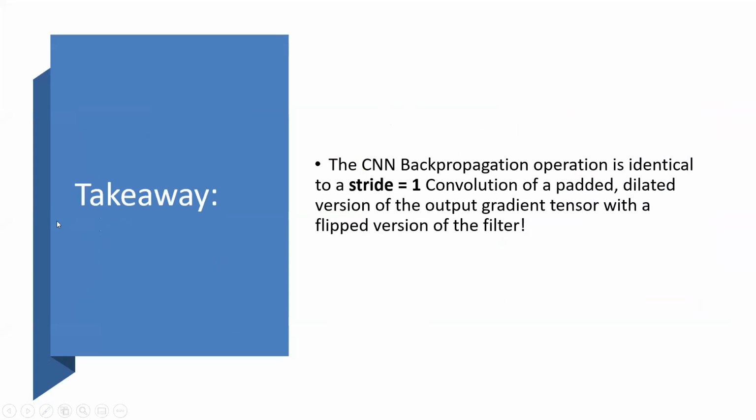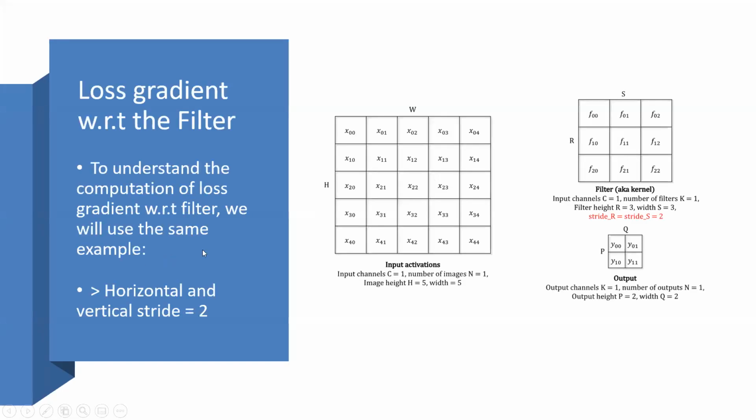Okay, so the key takeaway from that is that when you're getting the loss gradient with respect to the inputs, that is the same as doing a convolution of the upsampled gradient tensor with the flipped version of the filter. And remember, the convolution is always going to be a stride of 1. That is when getting the output gradient tensor. I hope that was clear.